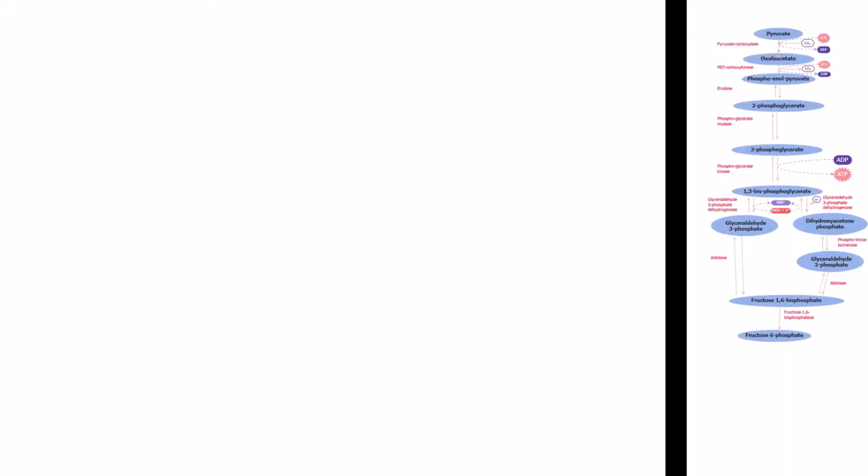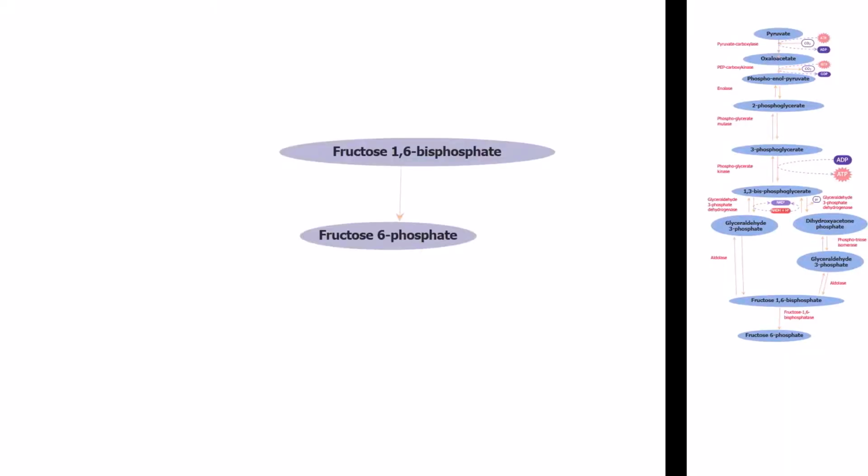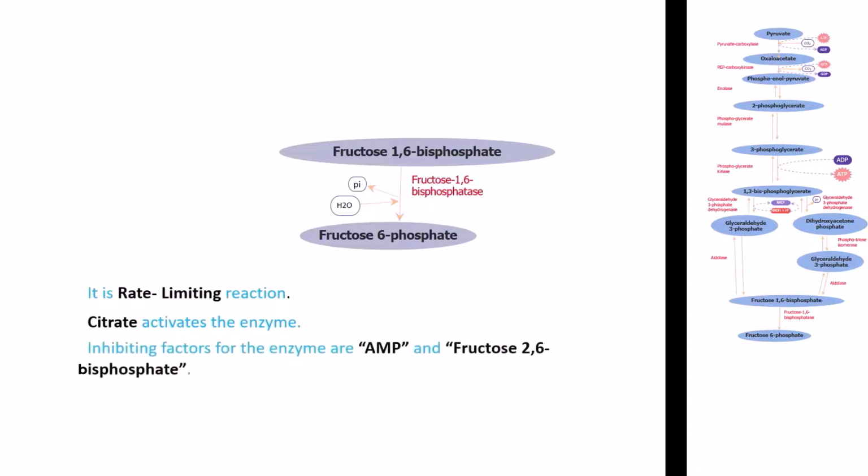This reaction converts fructose 1,6-bisphosphate to fructose 6-phosphate. The enzyme in action here is fructose 1,6-bisphosphatase. This reaction is important because it is the rate-limiting reaction. Also, it is the third unique reaction of gluconeogenesis. Let's talk about the regulation of this enzyme. Citrate activates this enzyme. Similarly, the inhibiting factors for this enzyme are AMP and fructose 2,6-bisphosphate. The step uses a water molecule and emits inorganic phosphate.